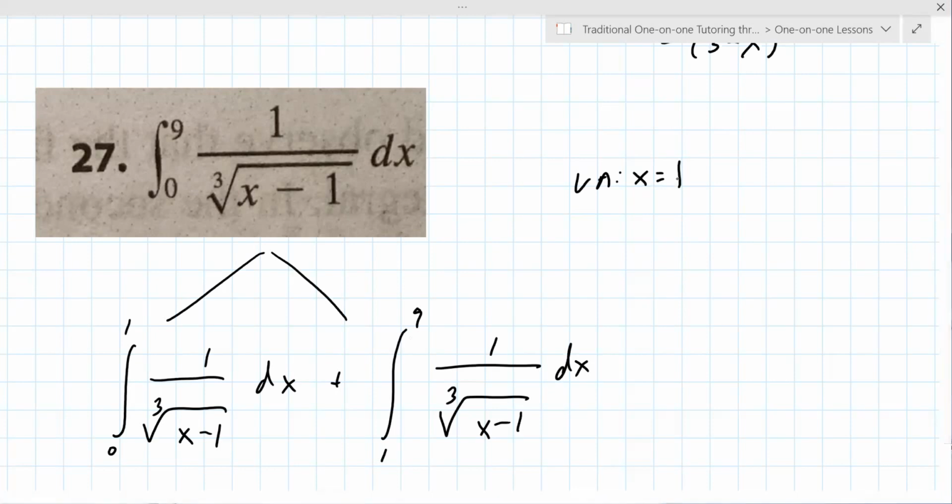Because 1 is between 0 and 9. If this wanted it from 2 to 9, you wouldn't think twice about it. But because there's a discontinuity, that's the right word I was looking for, that's why you have to break this up. Now your B is that discontinuity.